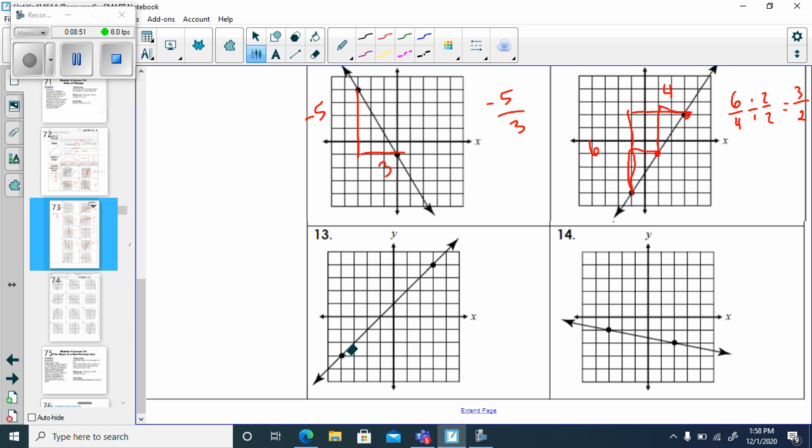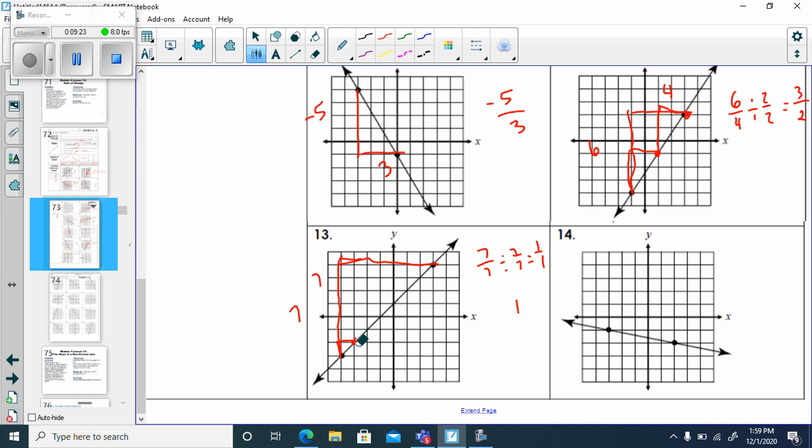To get from this point to this, I'm going up 1, 2, 3, 4, 5, 6, 7. Up 7 and over 1, 2, 3, 4, 5, 6, 7. Up 7 over 7. Okay. If I divide both of those by 7, I get 1 over 1. 1 over 1 is 1. Let's see if that works. Is my slope 1 over 1? Up 1 over 1. Yep.